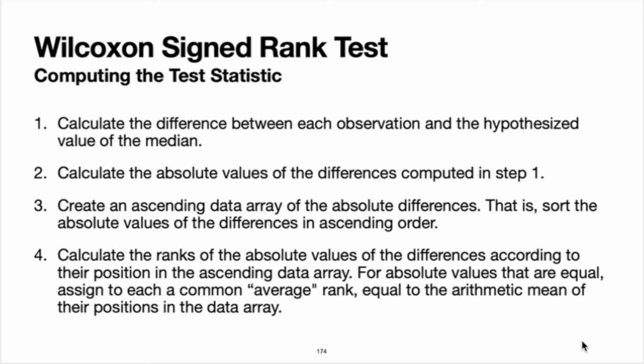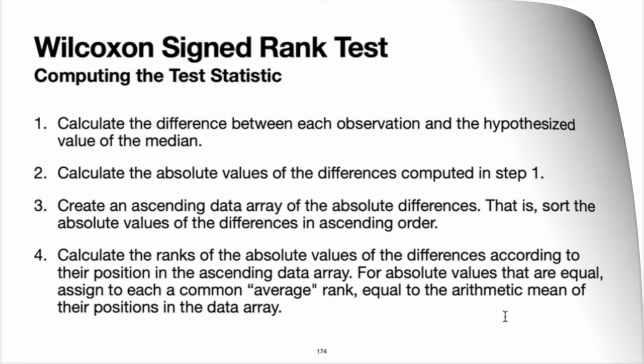So the first one in the array is going to have rank 1, the second one's going to have rank 2, and so forth. Now, it may be the case that certain absolute values have the same value. So for absolute values that are equal, what we're going to do is assign to each one of those a common average rank, which is equal to the arithmetic mean of their positions in the data array. Now we'll see some examples of that here in just a bit.